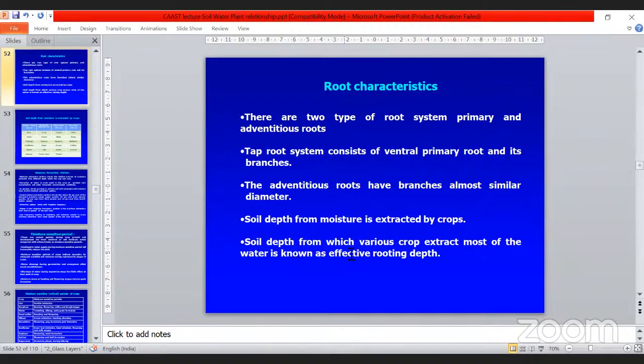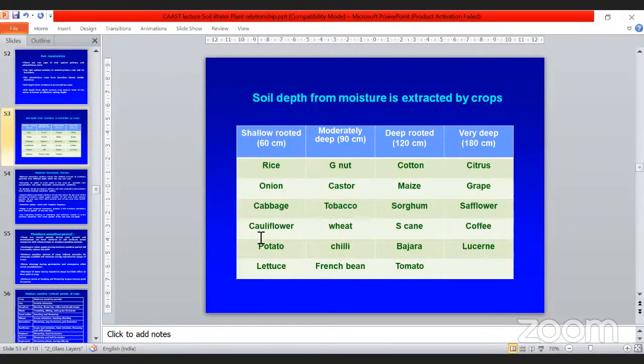So the soil depth from which the various crops extract most of the water is known as the effective rooting depth. So, the soil depth from which moisture is extracted by the various crops. There are shallow roots up to 60 centimeter, 90 centimeter, 120 centimeter, and 180 centimeter for different crops. You can see that.